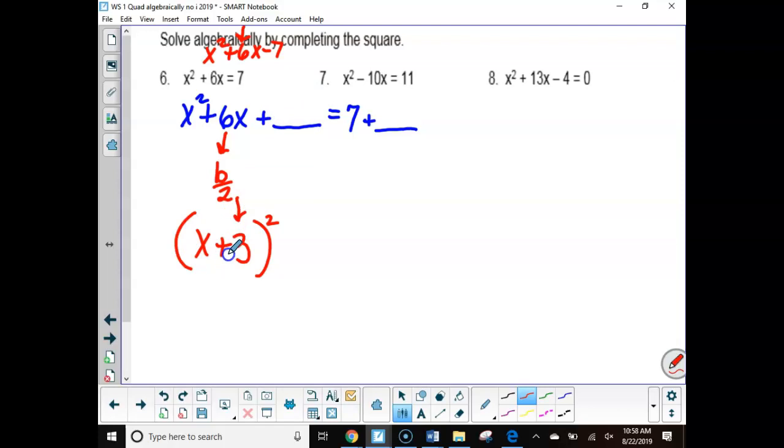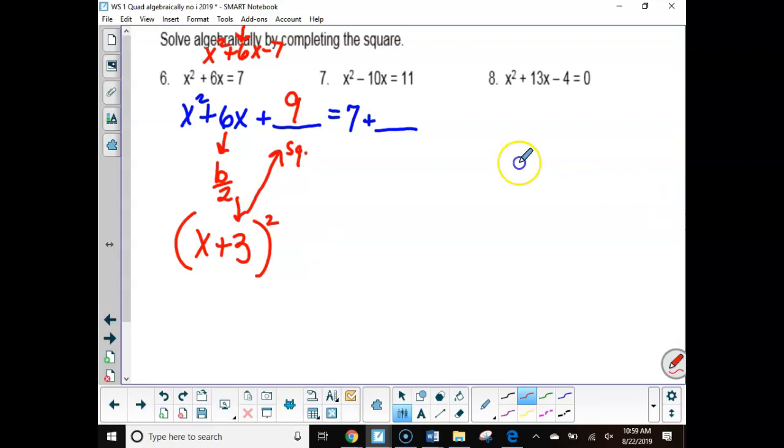Now, students don't understand where this number comes from or why it's important. Well, x plus 3 times x plus 3 has to equal this, because you've changed this, so it's got to be equivalent to the left side still. What is x plus 3 times x plus 3? x squared plus 6x plus 9. Up here goes that term squared. So this becomes a 9.